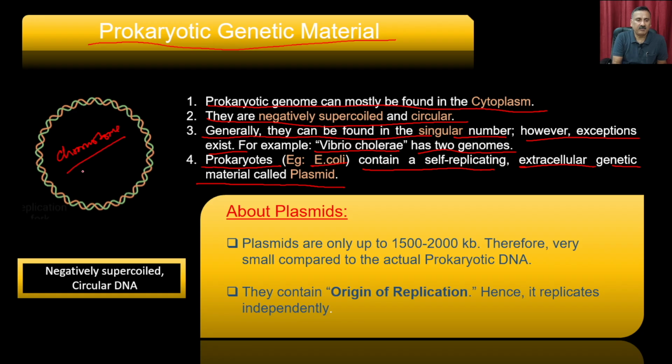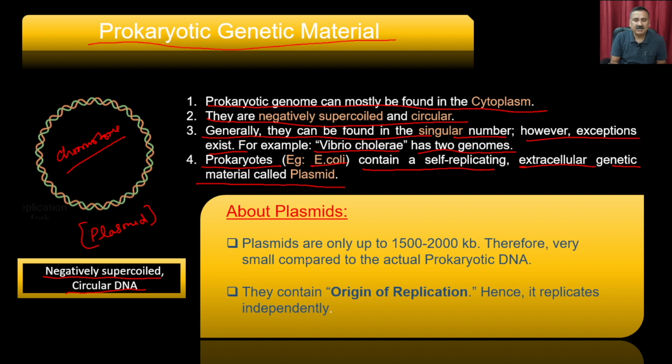So, you have a single copy of the chromosome which is negatively supercoiled, and it is a circular DNA, and mostly there is only 1 copy of that circular genome present in the prokaryotic system, but there are exceptions: in Vibrio cholerae you have 2 genomes. Apart from this chromosome, you are also going to have the extra chromosomal self replicating genome, and that is called plasmids. And when we talk about the genetic material, we are actually going to talk about the summation of the chromosome as well as the plasmids.